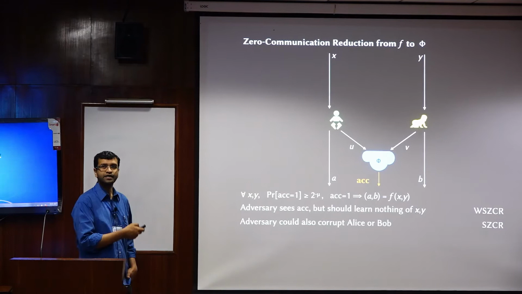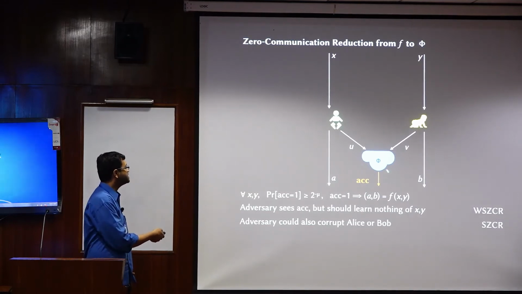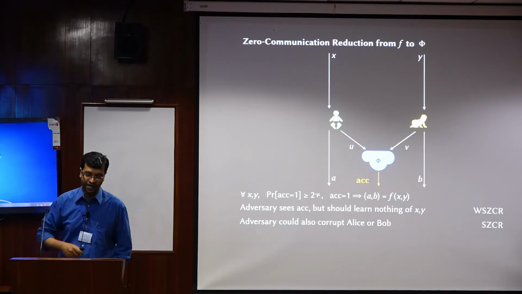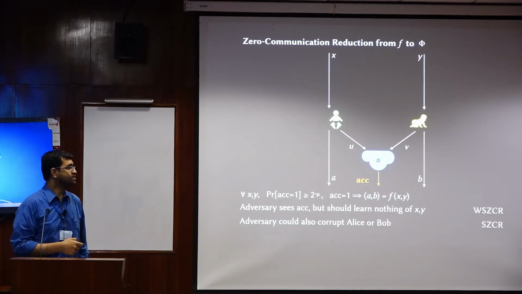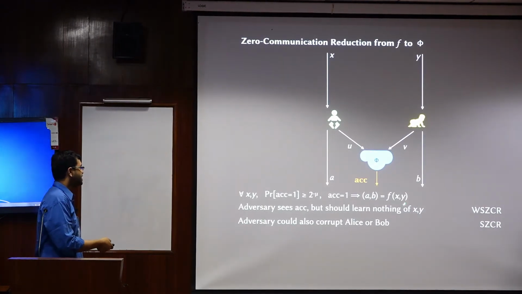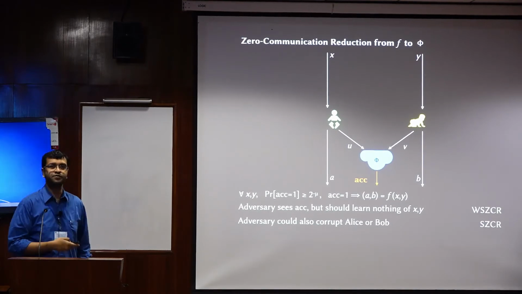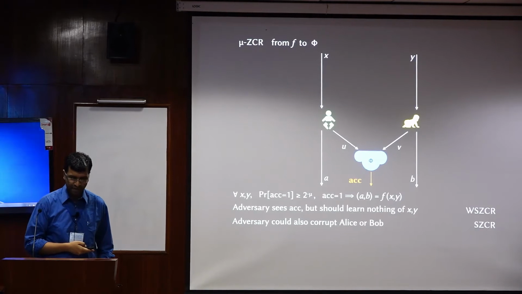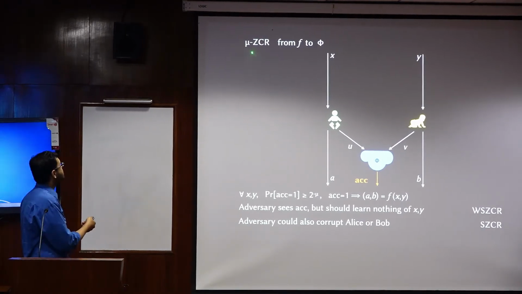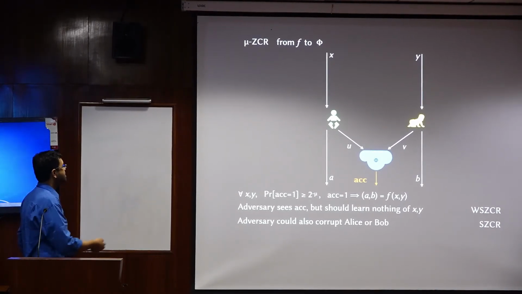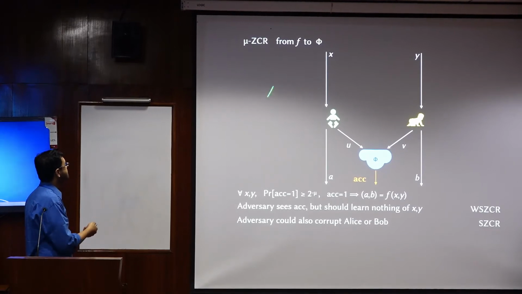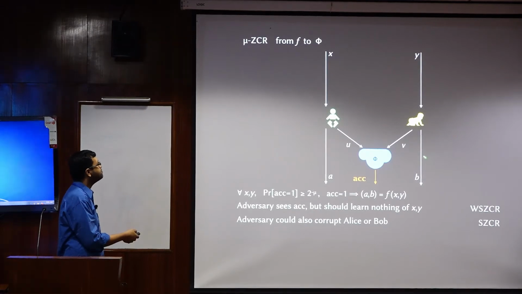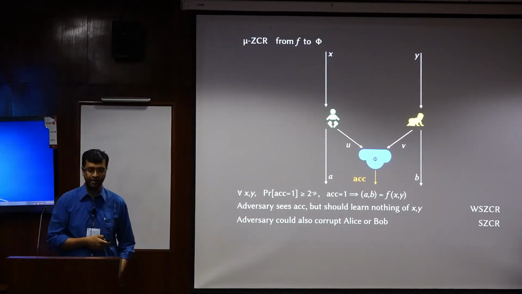It might learn a little bit about f of x, y already. If it sees the box accepting and the answer is a, then it has some idea what y is. So we allow the adversary to learn f of x, y, but it should not learn anything more. So it's in the style of MPC. The first one here is called a mu ZCR from the function f that you're trying to compute to the predicate phi.